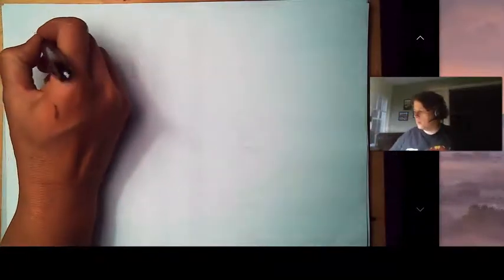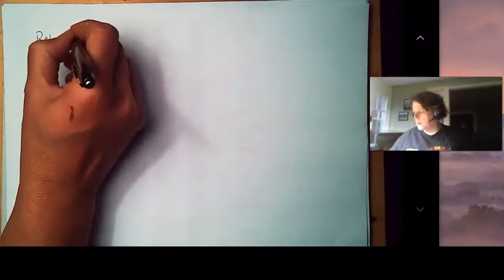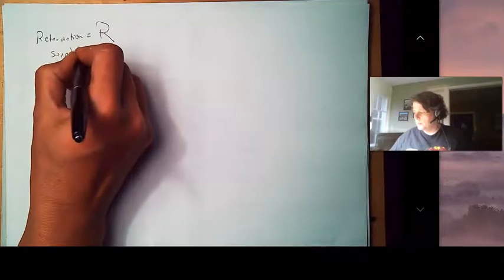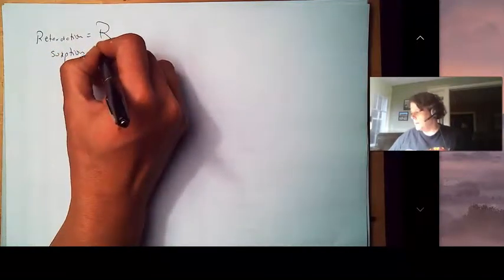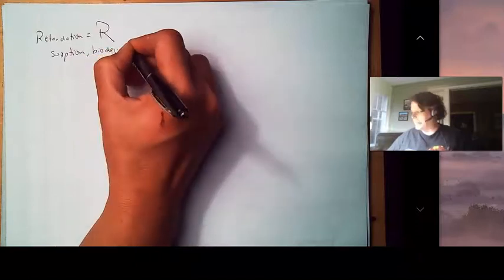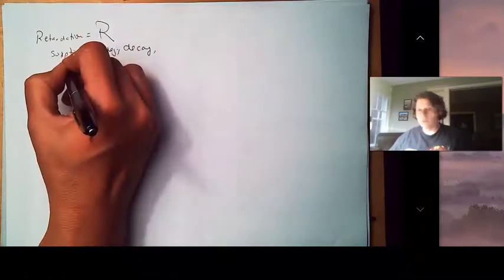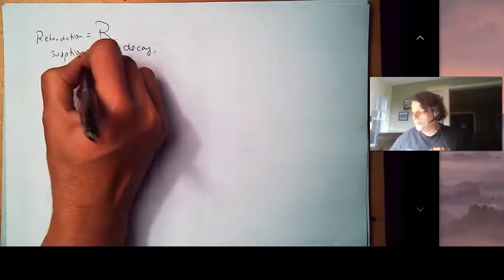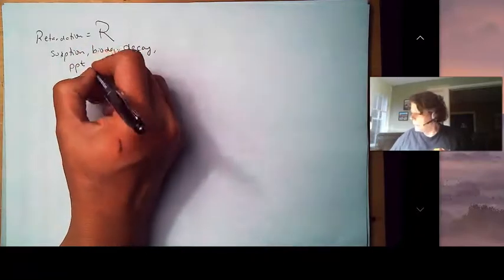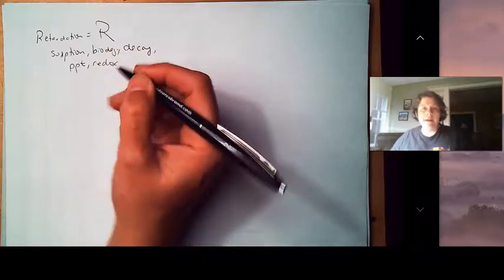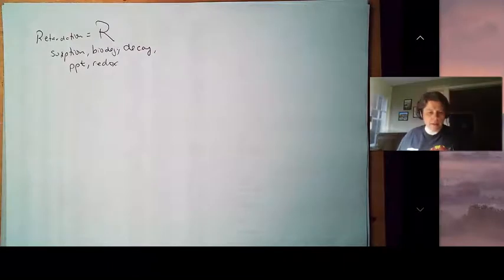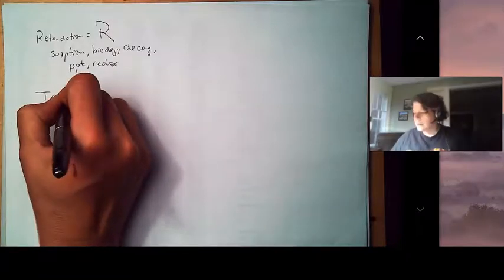So we're going to be looking at retardation, which we call R, and this is a combination of sorption, which we've already discussed, biodegradation, decay, precipitation, like if something precipitates out, so if it comes out of solution. I use PPT for that, just so you know. Redox reactions, etc. We're going to spend some time talking about all these different forms that cause the retardation of a compound. These are all different types of transformation processes.